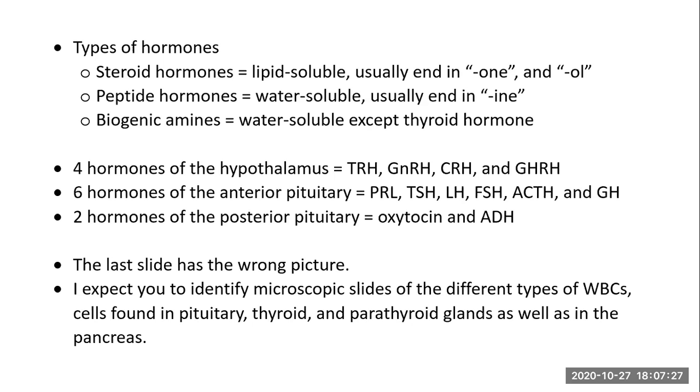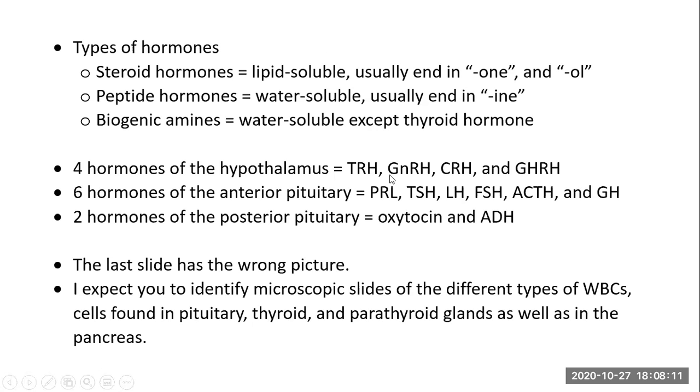And the other one that I want you to be familiar with is the 462 mnemonic. The 462 is, we have 4 hormones of the hypothalamus, 6 hormones of the anterior pituitary, and 2 hormones of the posterior pituitary. The 4 hormones of the hypothalamus are the thyroid releasing hormone, the gonadotropin releasing hormone, the corticotropin releasing hormone, and the growth hormone releasing hormone.